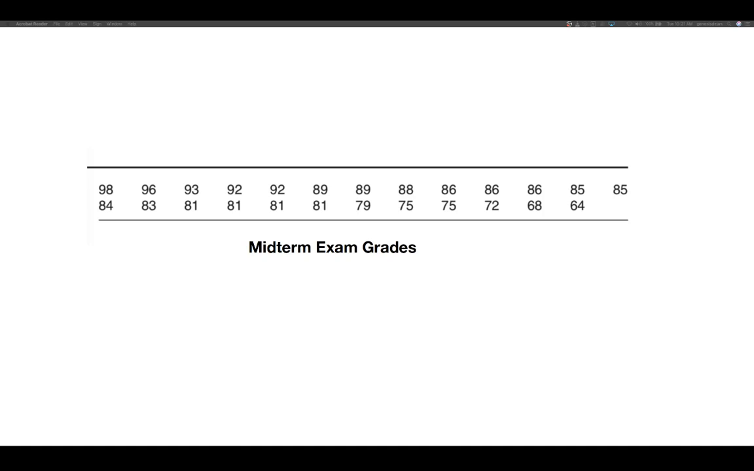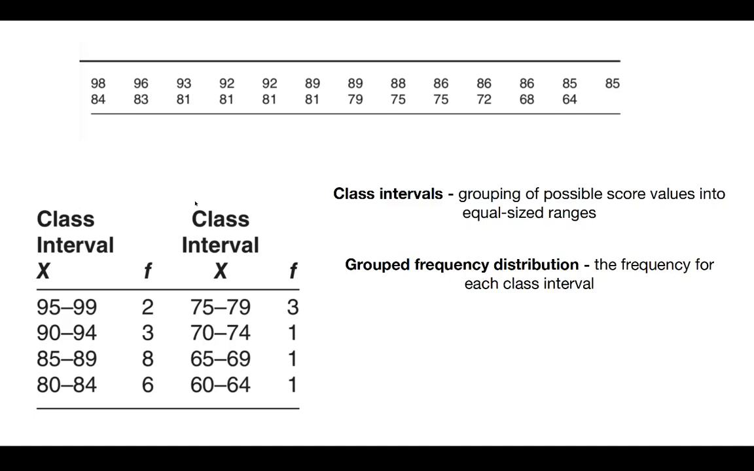We are also reminded that when we use this simple frequency distribution in this particular example, the problem, of course, is that the simple frequency distribution has too many different values. And the solution to this problem is to group the possible score values into equal sized ranges, which we also call class intervals.